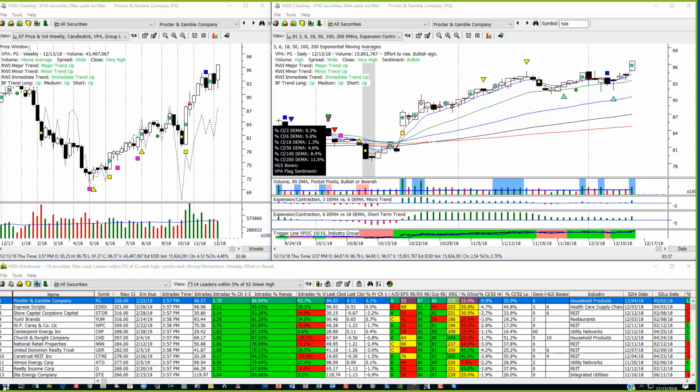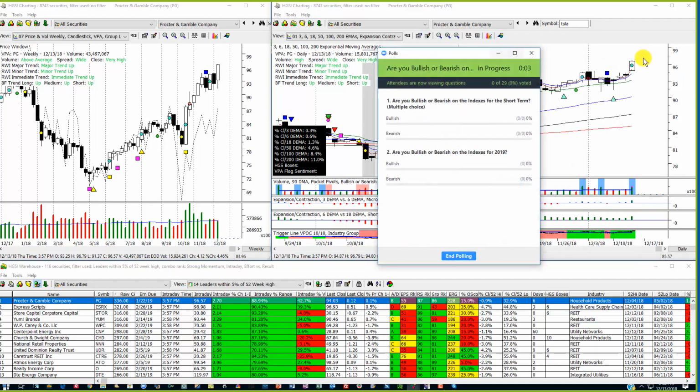let's do these quick polls here. I'm going to launch polling. And I want to know, are you bullish or bearish in the short term? And how about for 2019? Well, short-term bearish wins out.